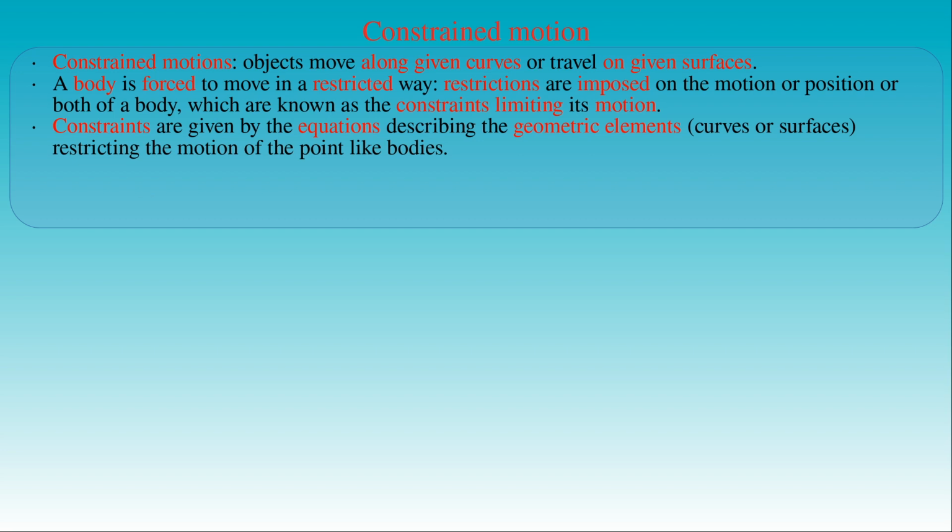In the case of a ball rolling on the floor, the constraint imposed on the motion of the ball tells us that the ball can only move in the horizontal plane determined by the floor. If the ball is rolling down a ramp, then the constraint restricts its motion along the surface of the ramp.